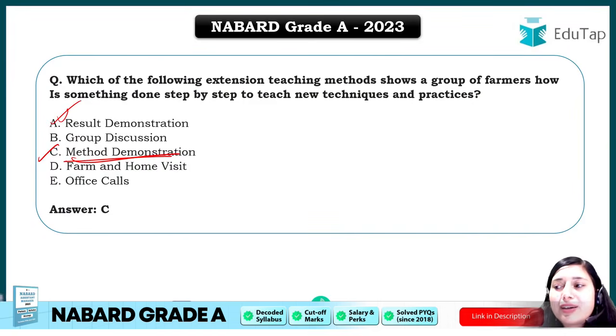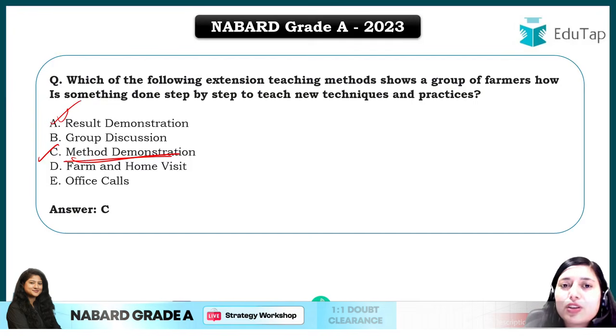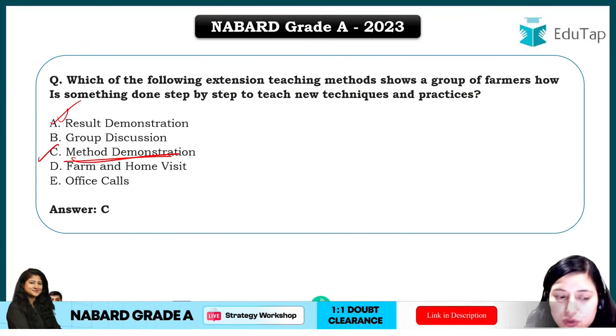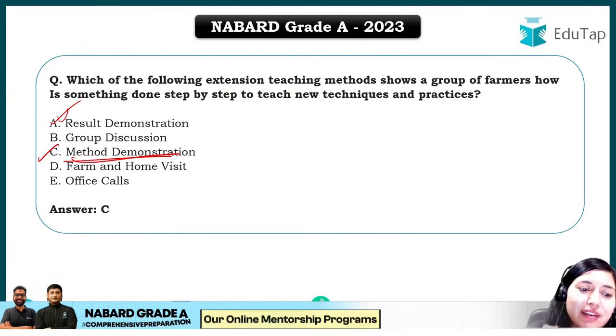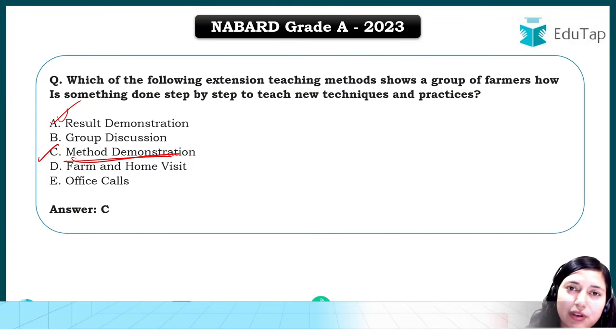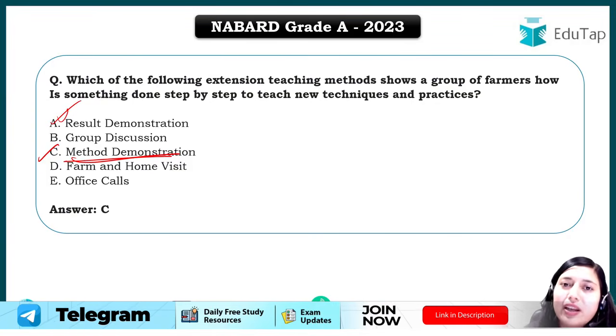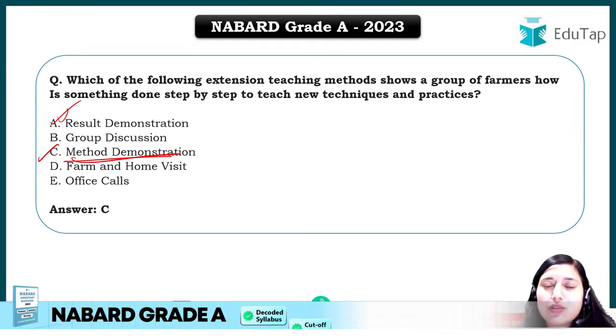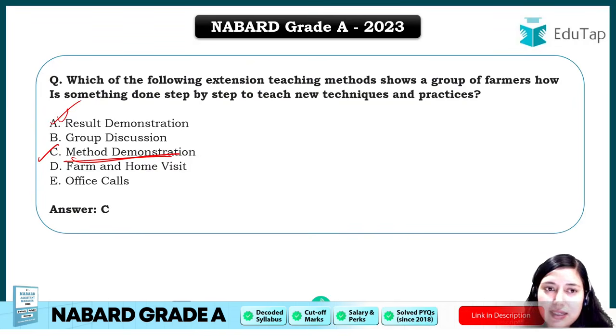The field of that farmer is used to demonstrate to other farmers that this particular farmer is able to do this thing. So now you can take inspiration from him and you can do the same for yourself, right? So that is the result demonstration. Then we have group discussion. What is group discussion? A group of farmers is collected and a discussion is done among them. Then we have farm and home visit, where the extension officers visit the farm or home of a farmer and then discuss with them regarding their problem or regarding any technology. Then office calls are through telephonic calls, where farmers and extension workers are connecting, right?